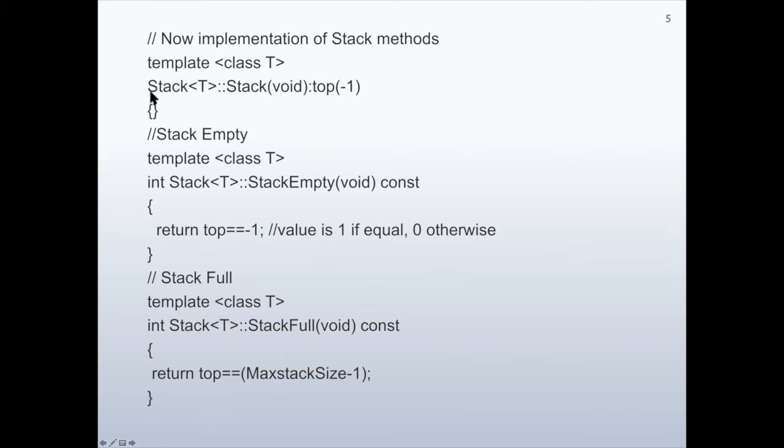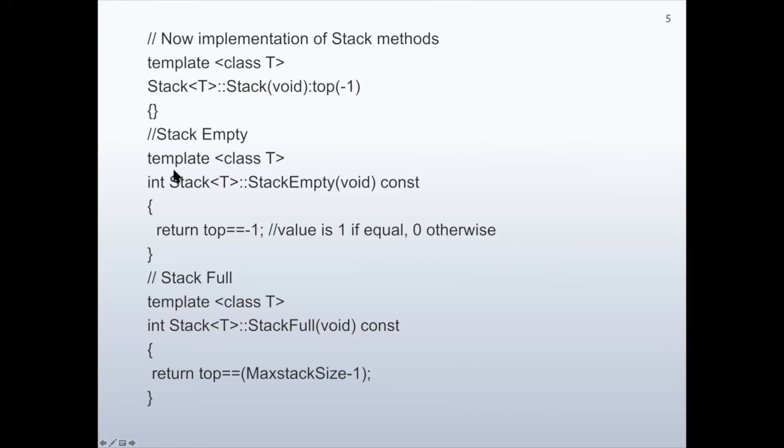For the constructor, this is a constructor for the class stack of type T. This is the name of the constructor, same as the class. There is no input parameter as in the declaration. The only operation is that top is set to -1 in the constructor. That's all for the constructor.